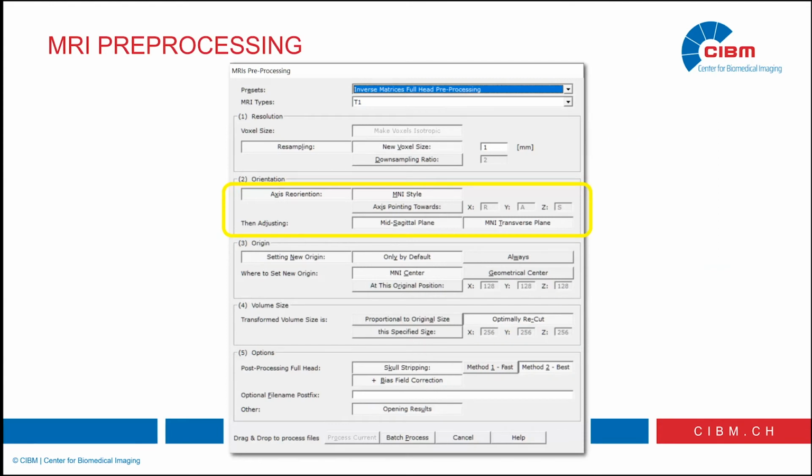So there is a toolbox. This is a quick snapshot of the MRI pre-processing toolbox in Cartool. The preset is what we want: inverse matrices, full head pre-processing. But let's not focus on the whole thing. What I highlighted in yellow is that these two options are here. We want to realign the mid-sagittal plane. That's really important for us. I can use the laser here. So I want to have the mid-sagittal plane realigned, meaning the plane going through the brain. And it would also be nice to have a nice MNI transverse plane, so this plane aligned.